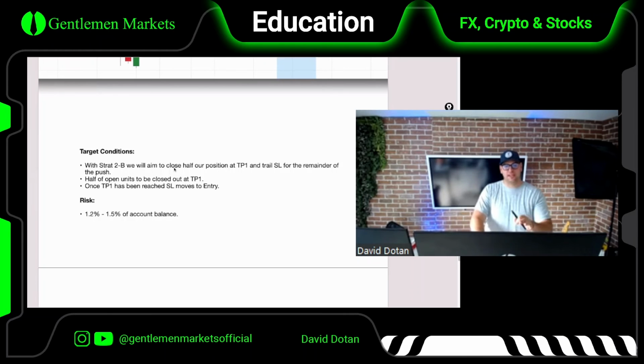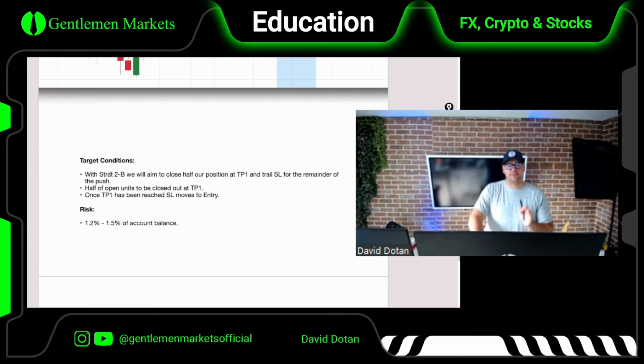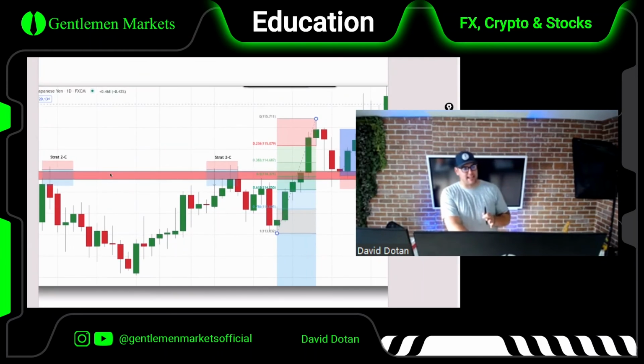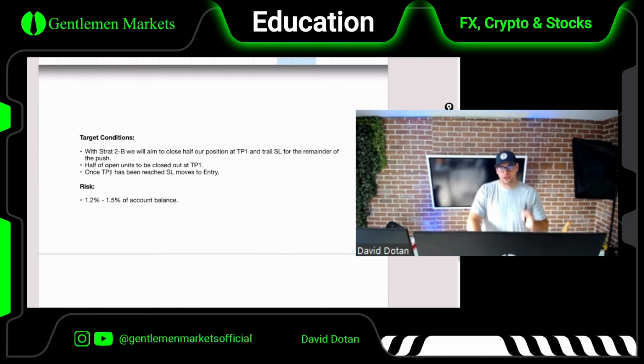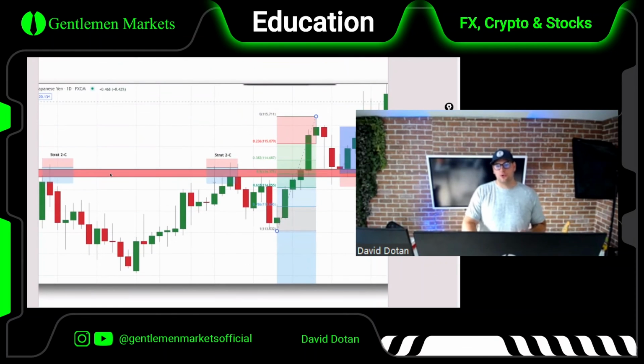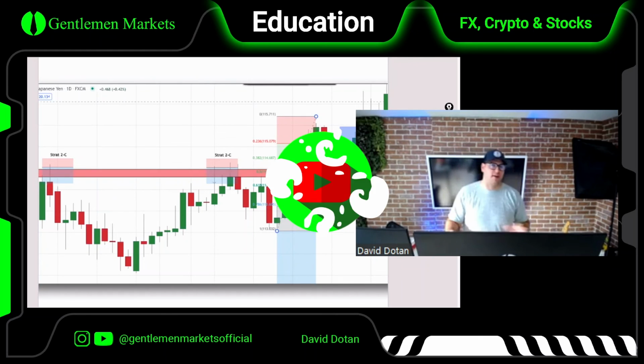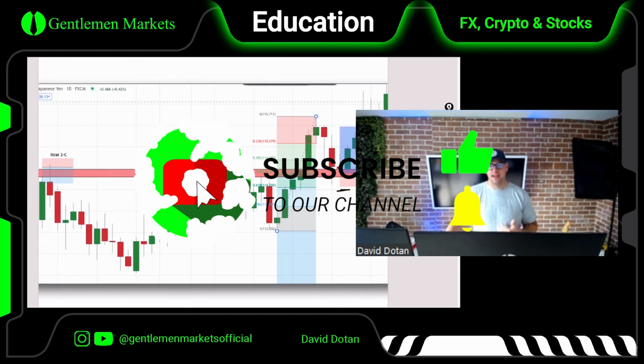Okay, with Strat 2B, we will aim to close half our position at TP1 and trail SL for the remainder of the push. Why is that, David? Why is it that for Strat 2A we have to close out at full consolidation range, and for Strat 2B we close out half the position at TP1 and trail our SL? The reason is because there's a possibility with fundamental support that instead of a short-term quick in, quick out, we may find ourselves in a significant push, which obviously would be great since our value per pip is significant.